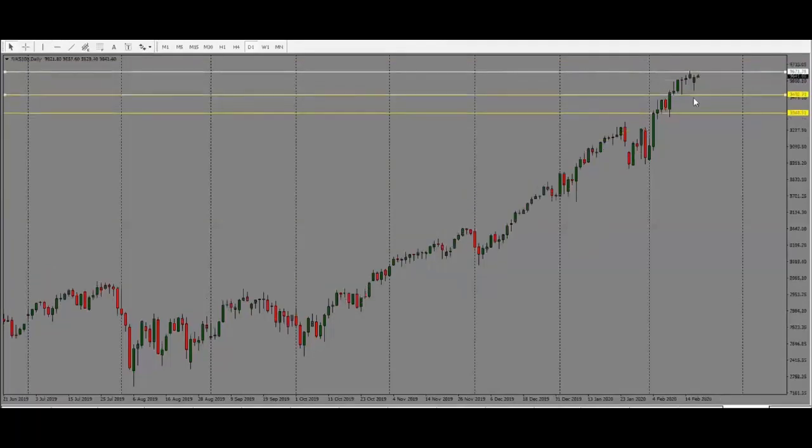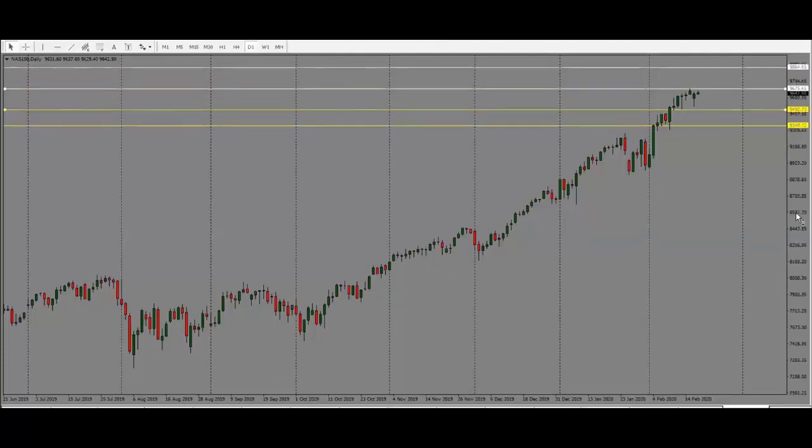NASDAQ here, this one is actually bullish. It moved all the way to the upside here. So bias is bullish here. And with this one, we have to look at the high. If it holds below 96.80, then I will look for a drop.